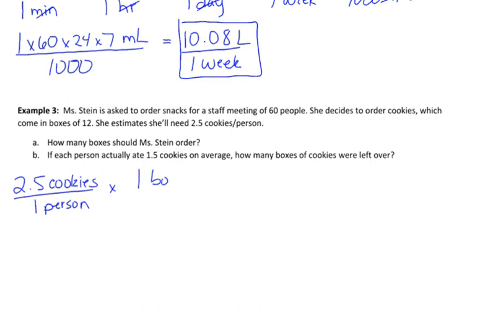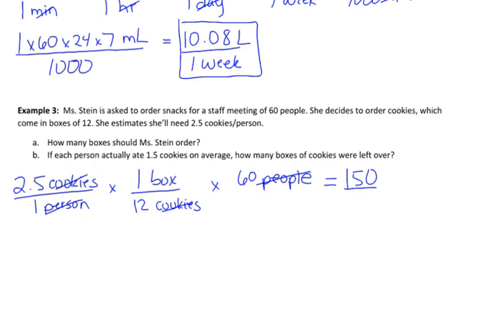One box has 12 cookies. So cookies is gone. And I have times 60 people. So my people cancel. So 2.5 times 1 is 2.5 times 60 is 150 over 12.